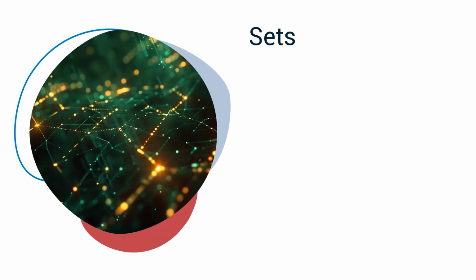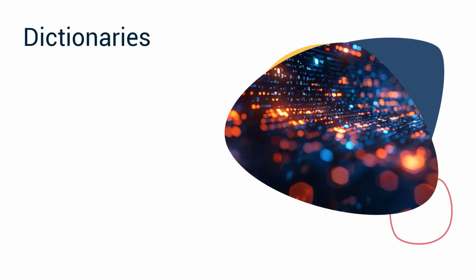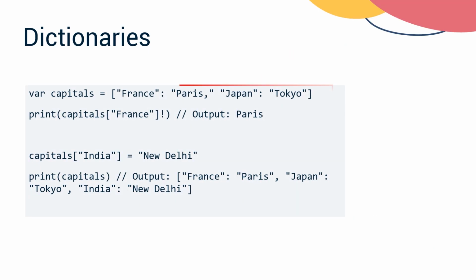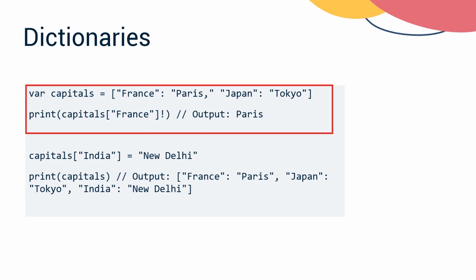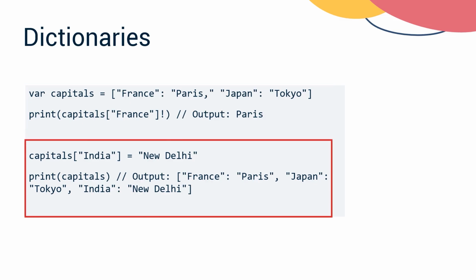The next type of collection is sets, which refer to unordered collections of unique values. The code displayed on the screen is an example of a code snippet that creates and uses a set. Finally, dictionaries refer to a collection of key-value pairs, and dictionary keys are unique values. The code displayed on the screen shows how to create and access dictionaries. Likewise, this code shows how to add elements to a dictionary.